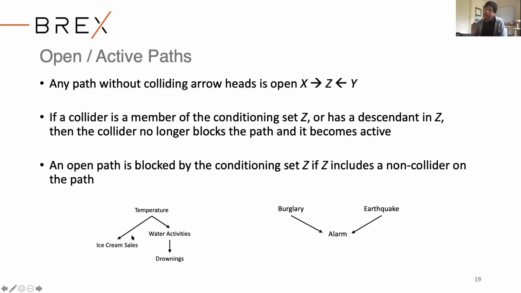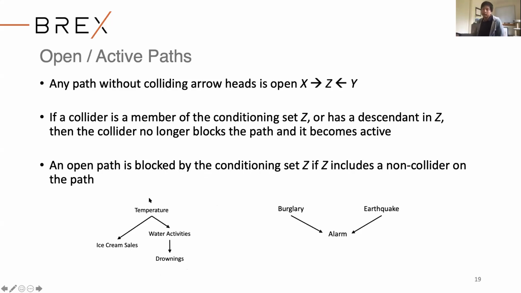So in this case, ice cream sales go up when the temperature goes up, water activities go up when the temperature goes up, and drownings go up when the temperature goes up. So you can see that ice cream sales will go up when drownings go up as well. You're going to see this correlation between ice cream sales and drowning through this path here. Okay, so once I start conditioning on variables, I can either open or close these paths.